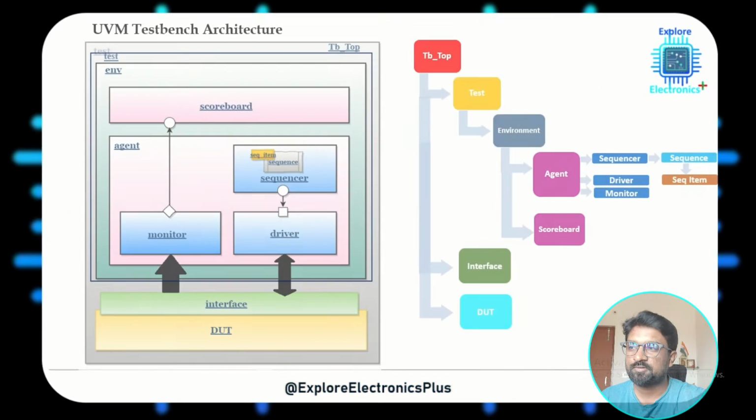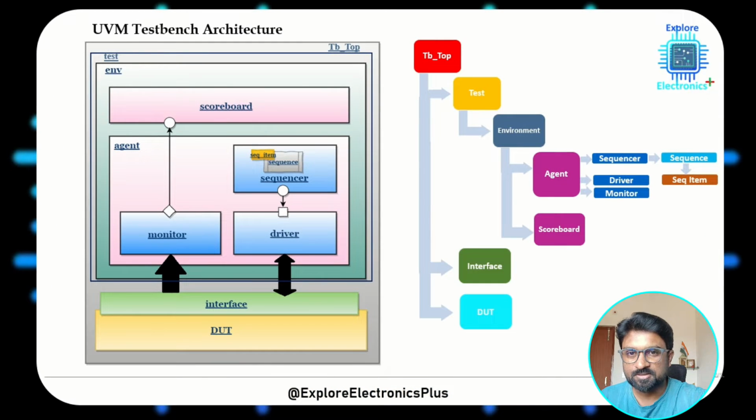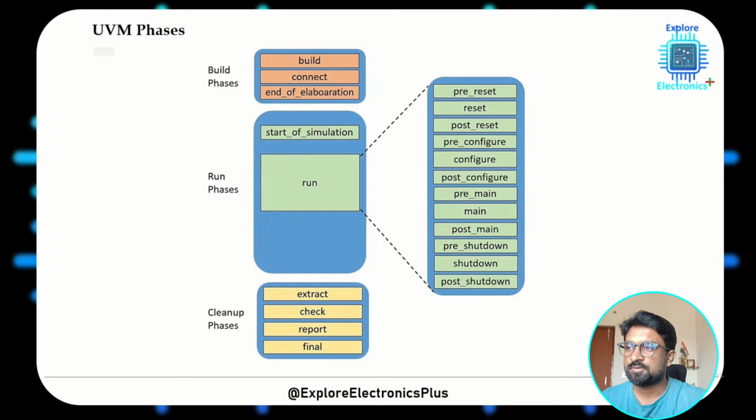So in the last video we have seen the UVM testbench architecture and the flow of how it will be. Now let us get into UVM phases. UVM phases refer to the step-by-step execution of the UVM testbench. It means there are different phases of execution, and the UVM testbench will follow a sequential order of execution.